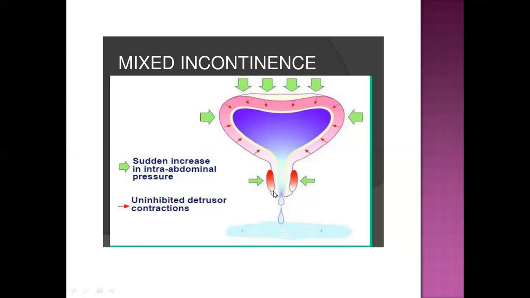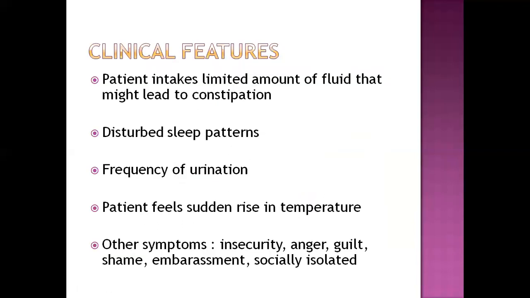If this is the bladder, this is the urethra. Due to increase in intra-abdominal pressure within intra-abdominal organs, and due to uninhibited, unstopped detrusor contraction, urinary incontinence occurs. Mixed urinary incontinence occurs. Clinical features are that the patient intakes a limited amount of fluid, which might lead to constipation.